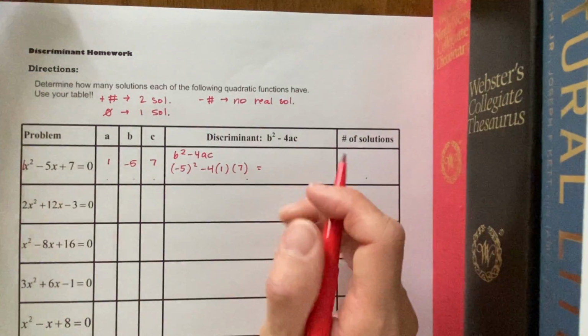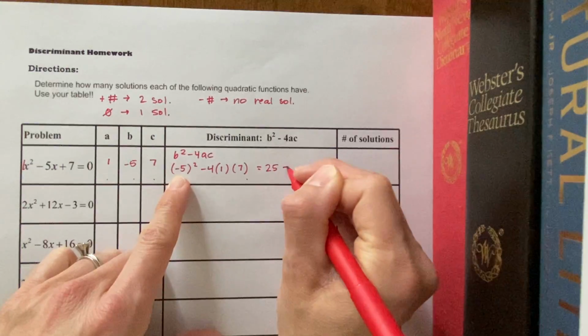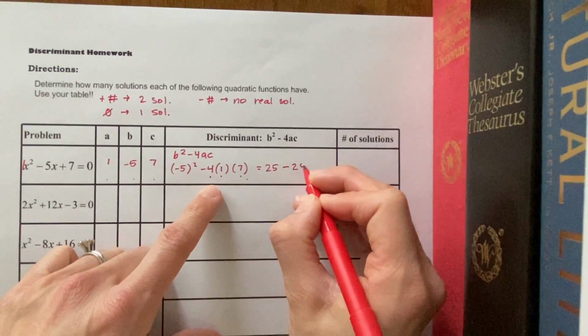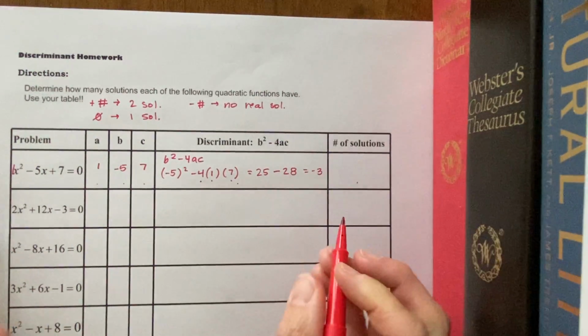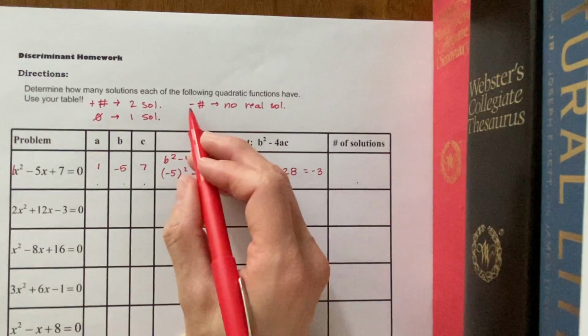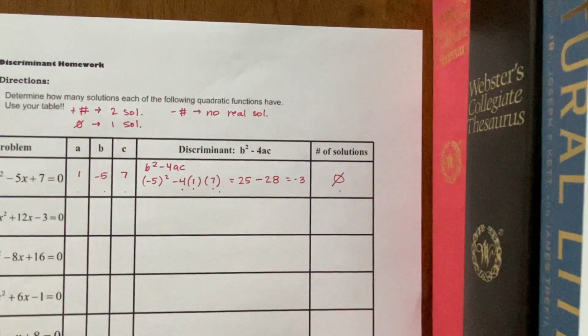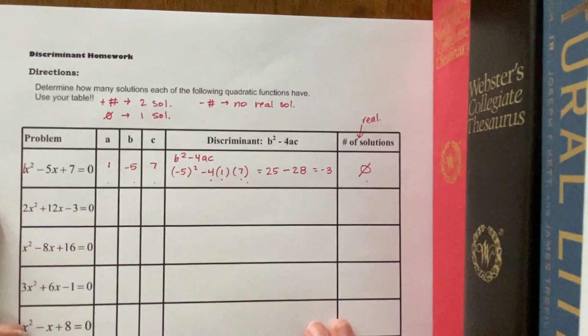So I'm going to have 5 squared, which is 25, minus 4 times 1 is 4, times 7 is 28. So 25 minus 28 is going to give me -3. And I look and see, okay, well, I have a negative number. That means I have no real solutions. So number of solutions is 0. And again, I should put real solutions up here.